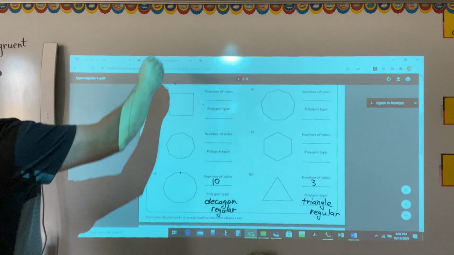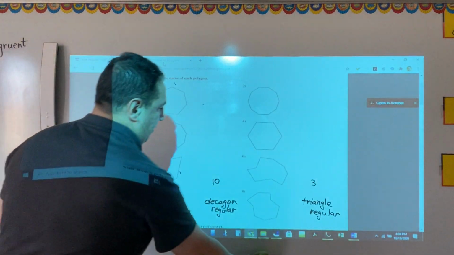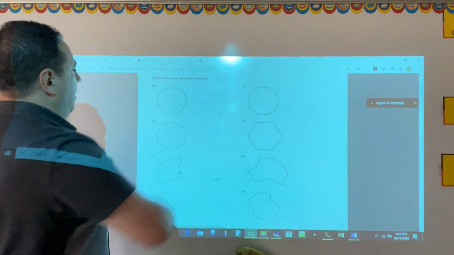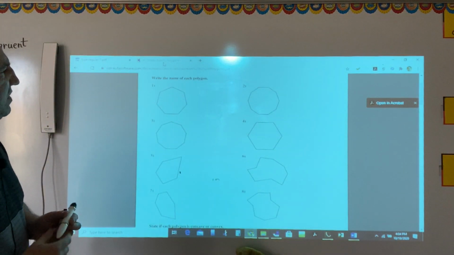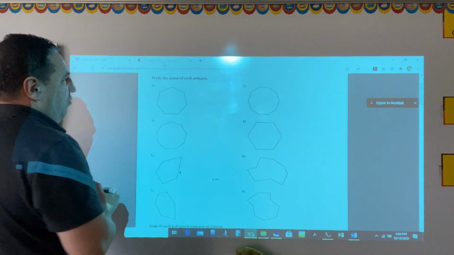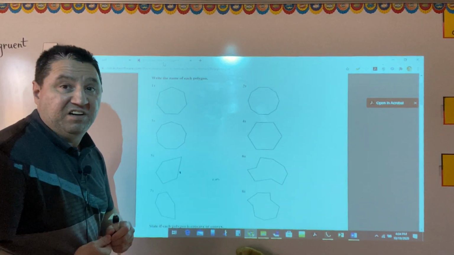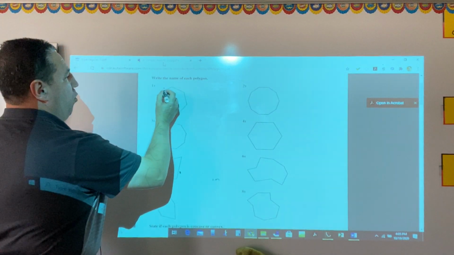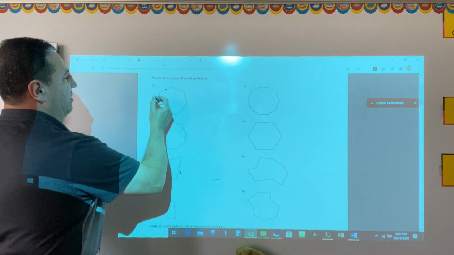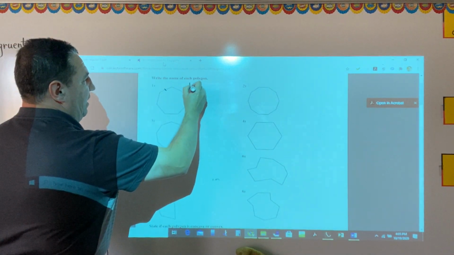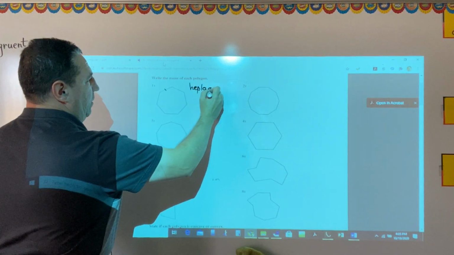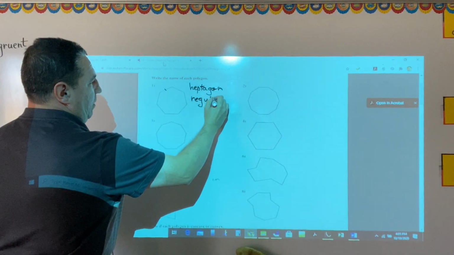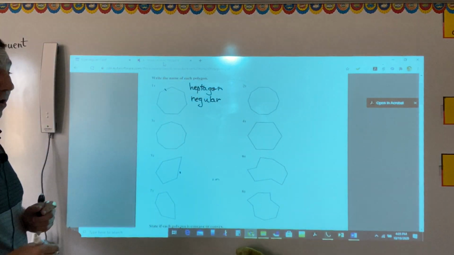Now, let's have another worksheet. For example, here. What is the name of such a polygon? Of course, we count the number of sides, because the number of sides gives the name of the polygon. So 1, 2, 3, 4, 5, 6, 7. So it is a heptagon and is a regular one, because all sides are the same, all angles are the same.